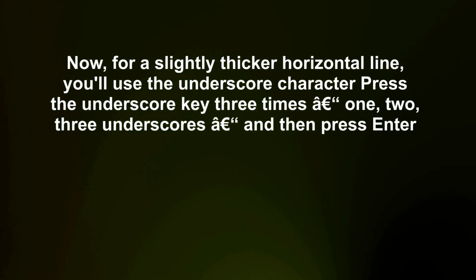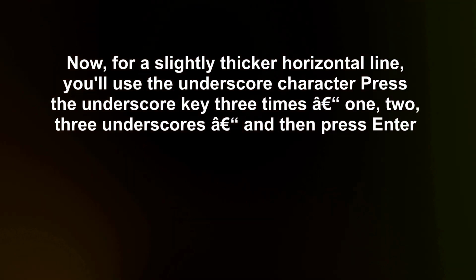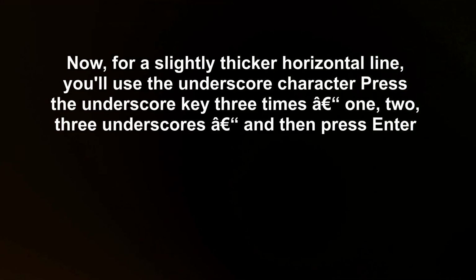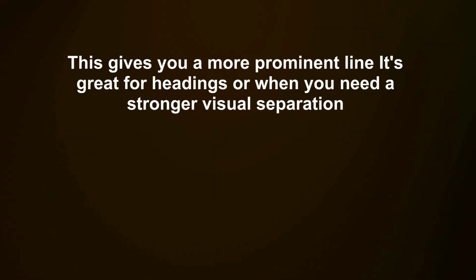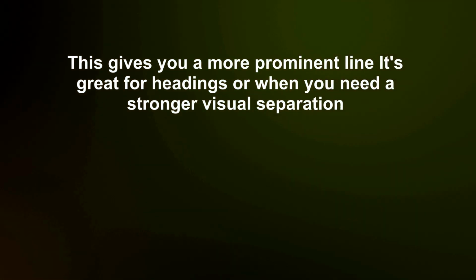Now, for a slightly thicker horizontal line, you'll use the underscore character. Press the underscore key 3 times, while holding Shift, 1, 2, 3 underscores, and then press enter. This gives you a more prominent line. It's great for headings or when you need a stronger visual separation.